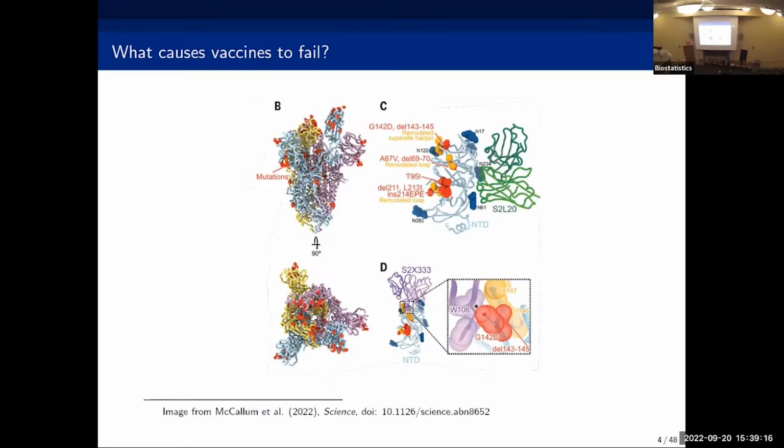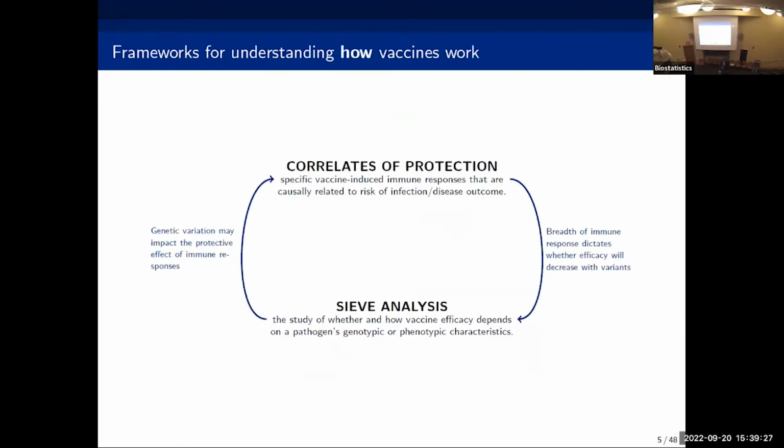And what's shown in panel D is highlighting that what's in red is another antibody, and it's showing that it can no longer bind in the way that it previously could because of the mutations that have happened in Omicron. So we have related statistical frameworks for learning about these phenomena. These are what I'm going to be talking about in this talk, largely two related areas of research that I work in, vaccine correlates of protection and vaccine sieve analysis. This slide is making the point that these are really just two different views of the same biological phenomenon.